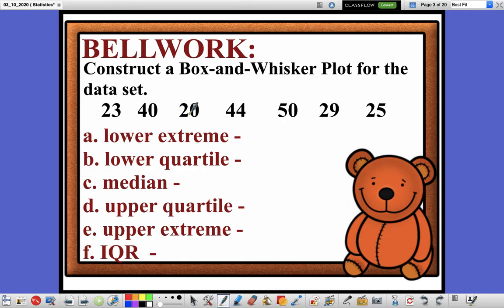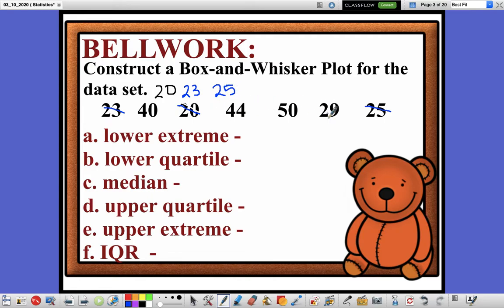So which number is the smallest? Right, I got 20 here. So I'll start by writing 20, right? So this is 20. Then I need to cross it out. I go to the next number, which is 23. So I got 23 here. I cross it out. The next one is 25.